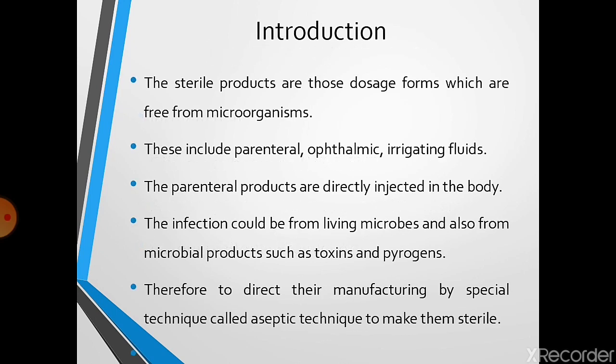Introduction. Sterile products are those dosage forms which are free from microorganisms. This includes parenteral, ophthalmic, and irrigating fluids. Parenteral products are directly injected into the body. The infection could be from living microorganisms and also from microbial products such as toxins and pyrogens. Therefore, their manufacturing is directed by a special technique called aseptic technique to make them sterile.